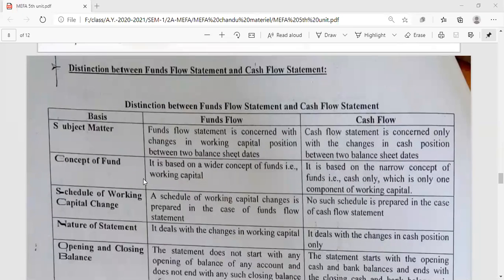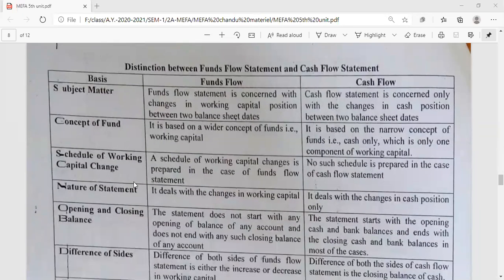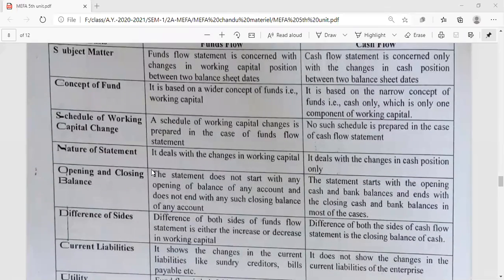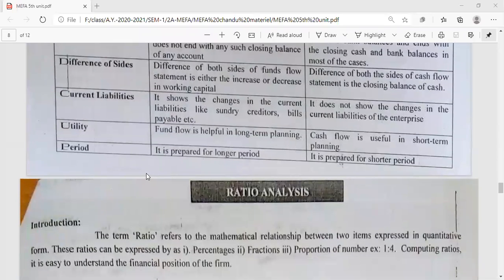So if you can see here the distinction between the fund flow statement and the cash flow statement. So here you see subject matter. On the leftmost side, we have given the basis regarding how it will be in the fund flow and how it will be in the cash flow. Okay, we will complete up to this topic, cash flow and fund flow, and the next topic will be the ratio analysis. We will discuss that one in the later classes.